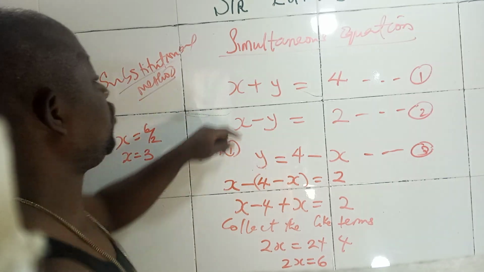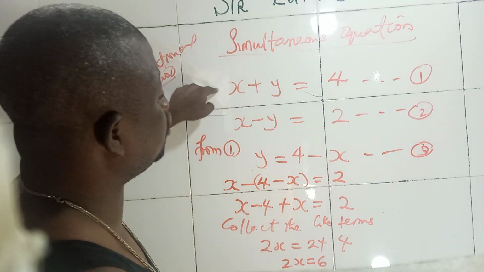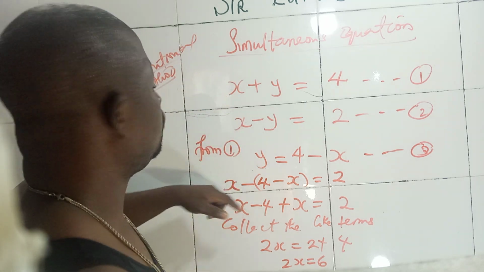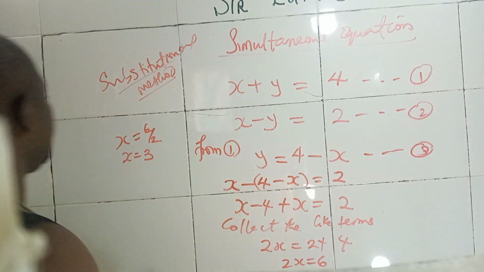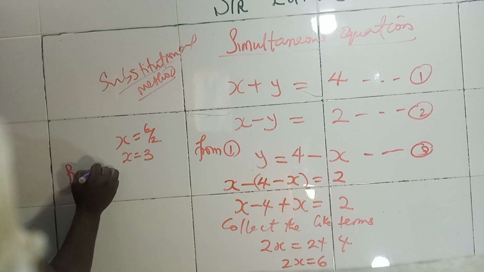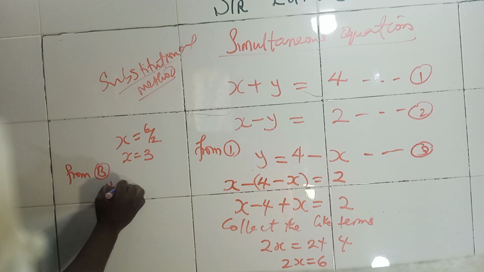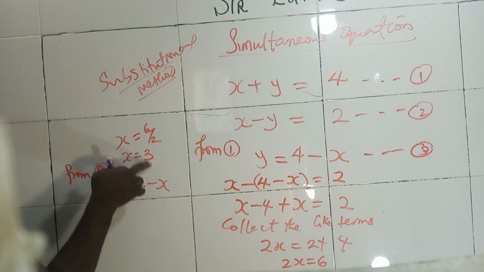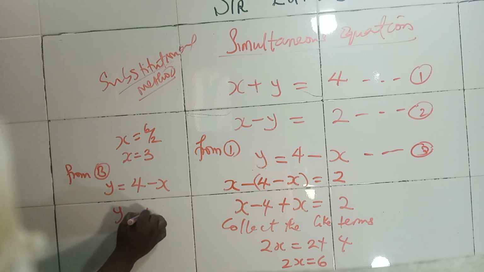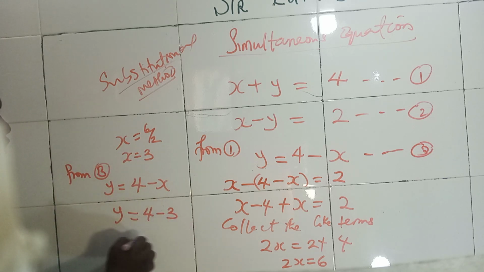So we have gotten x to be equal to 3. So you now say, okay, you can use any of these equations, either equation 1 or 2 or 3, to get your y. You know that from equation 3, y is equal to 4 minus x. So wherever I see x, it will be 3. So I have y is equal to 4 minus 3. So y is equal to 1.